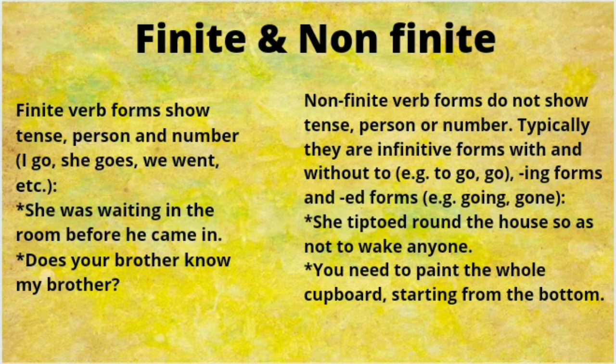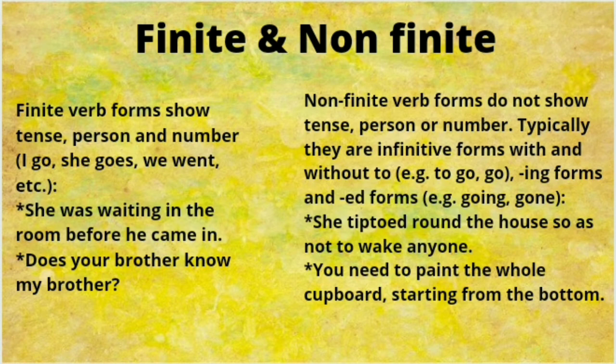Next topic today we want to discuss here is finite and non-finite verbs. Finite verb forms show tense, person and number. Means they can be used in different tenses or forms. I go, she goes, or we went. She was waiting in the room before he came in. Does your brother know my brother? So here does, was waiting and came are three different forms of main verb. They are known as finite verbs.